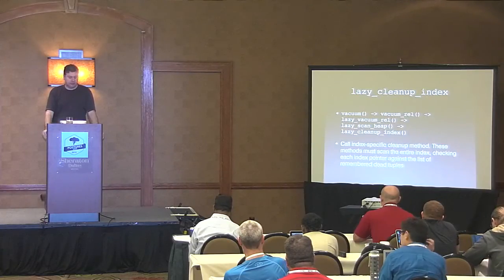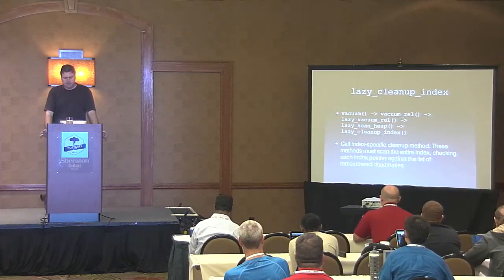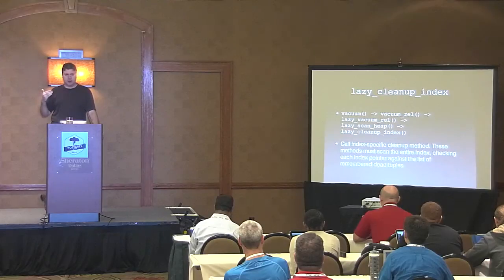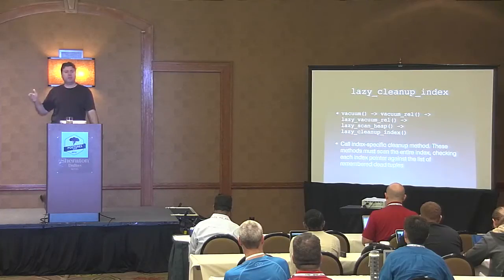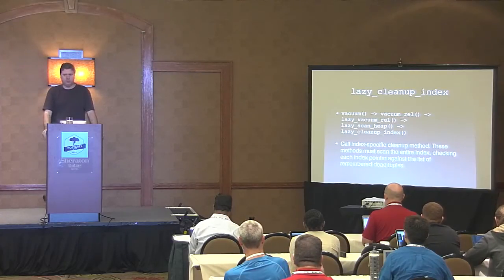Speaking of cleaning up index tuples, lazy cleanup index is the function that does that. The way that you do vacuuming for an index depends entirely on the index method. Postgres is extensible enough that you can actually create new index methods. There are 4 that I can think of off the top of my head. The way that vacuum operates on each one of those is slightly different. And again, I could certainly give an entire talk on how all those work. So basically, it varies depending on the index.